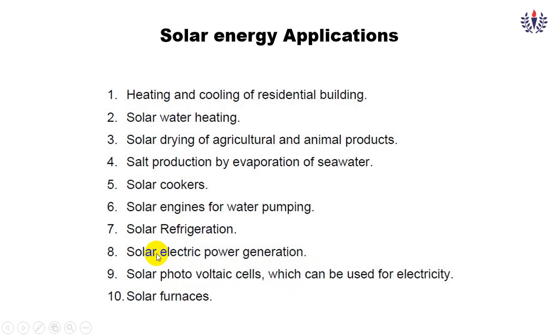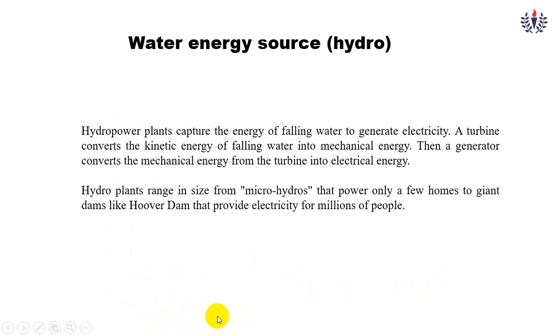So there are two methods. One, by heating the water, and we can convert the heat energy to steam energy, then electrical energy. That is also one more method, but widely used is this method, that is the solar photovoltaic cell. This is also one more advantage. And solar furnace for heating purposes in industry. So these are all the basic advantages of solar energy.